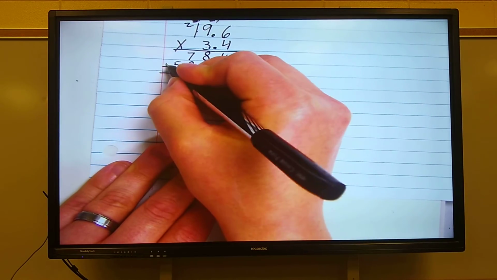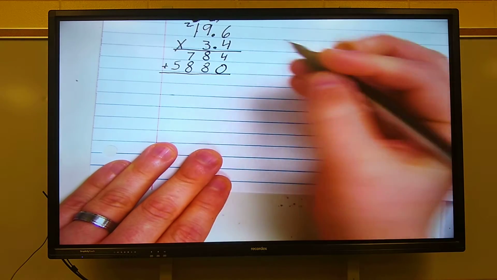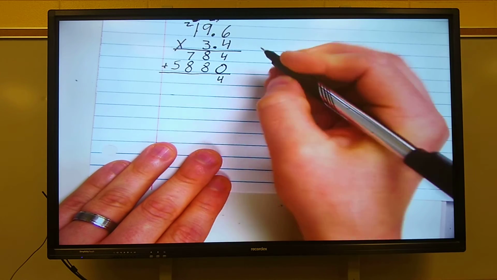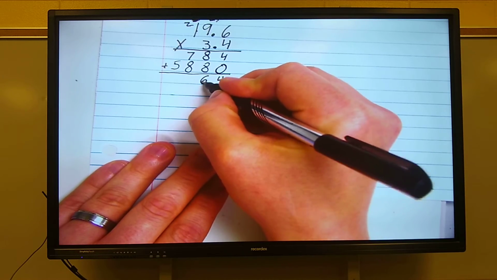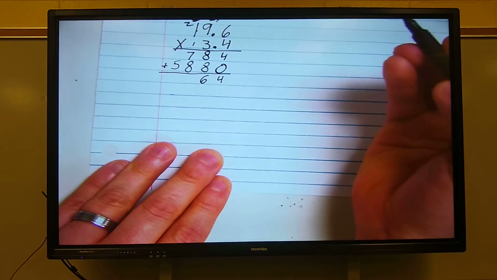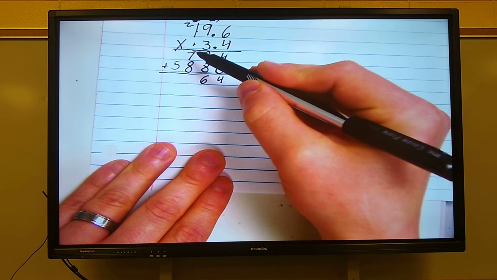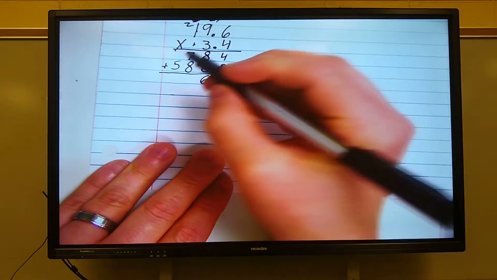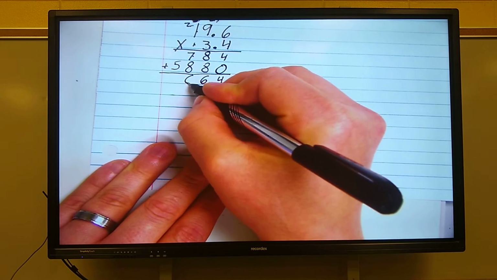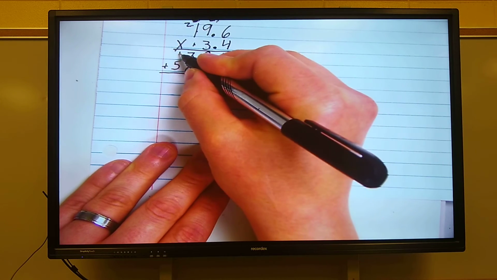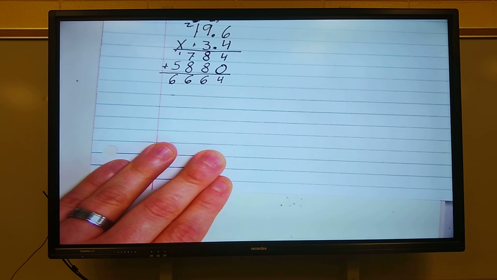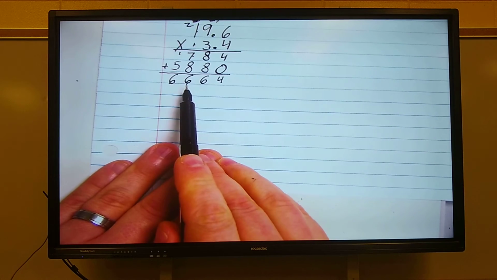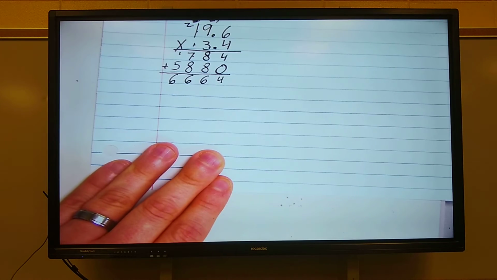And now I must add. 4 plus 0 is 4. 8 plus 8 is 16. Bring down the 6, carry the 1. 1 plus 7 plus 8 is 16. Bring down the 6, carry the 1. 1 plus 5 is 6. All right, so I multiplied. You should have 6, 6, 6, 4.